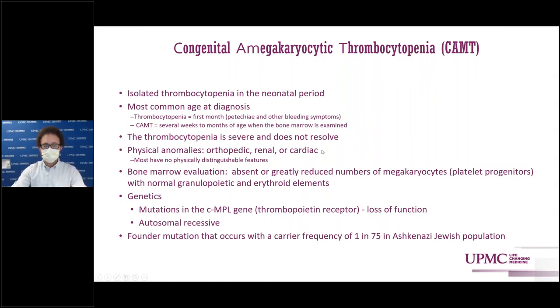Like I said, it can be very severe, and you can have some other physical anomalies with this too. This bone marrow evaluation will again show everything else mostly normal, but you see either none or very low amounts of those megakaryocytes, which are those platelet precursors. There are some genetic mutations associated with this that we can test for if there's concern. I did just want to mention that there's also an increased carrier frequency in the Ashkenazi Jewish population, but I've seen obviously a wide range of people with it too.